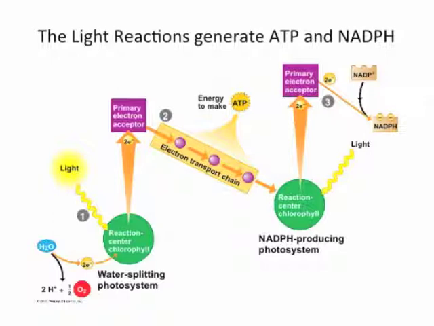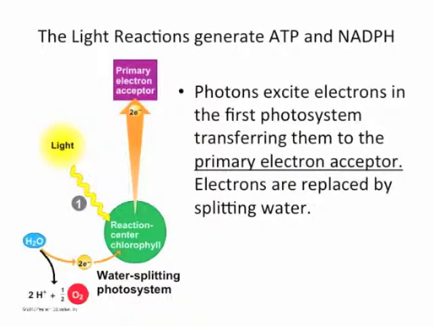Okay. So here's that first step. Photons excite electrons in the first photosystem, transferring the electrons to the primary electron acceptor, and then the electrons are replaced by splitting water. So that's step one. So now you have a highly energized electron, or pair of electrons, in the primary electron acceptor of the water-splitting photosystem. So we have energy we can use to do something.